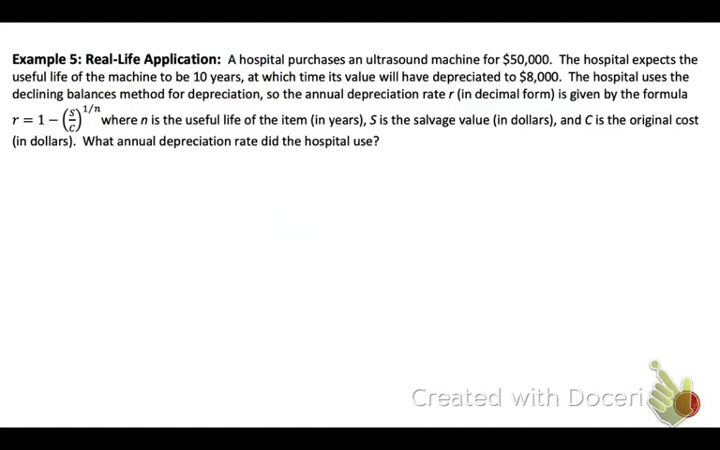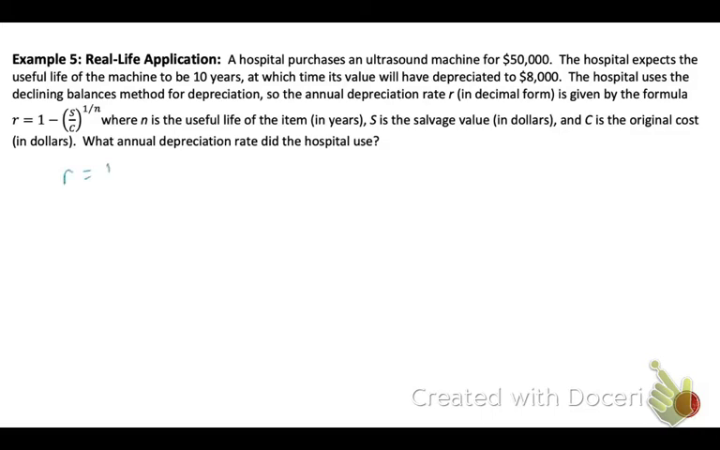All right, our last example, it's a real-life application. So a hospital purchases an ultrasound machine for $50,000. The hospital expects the useful life of the machine to be 10 years, at which time its value will have depreciated to $8,000. The hospital uses the declining balances method for depreciation. So the annual depreciation rate in decimal form is given by this formula, where N is the useful life of the item in years, S is the salvage value in dollars, and C is the original cost. What is the annual depreciation rate, or what rate did the hospital use?